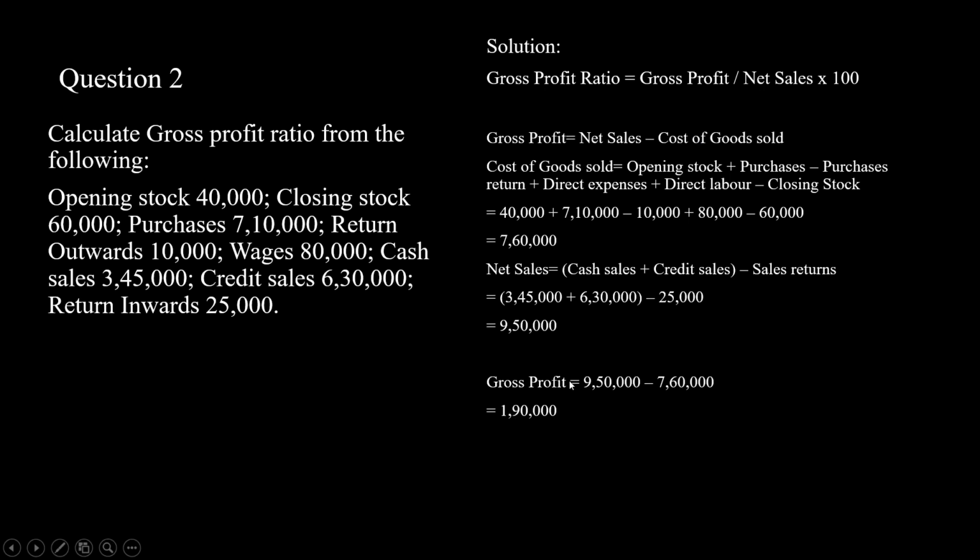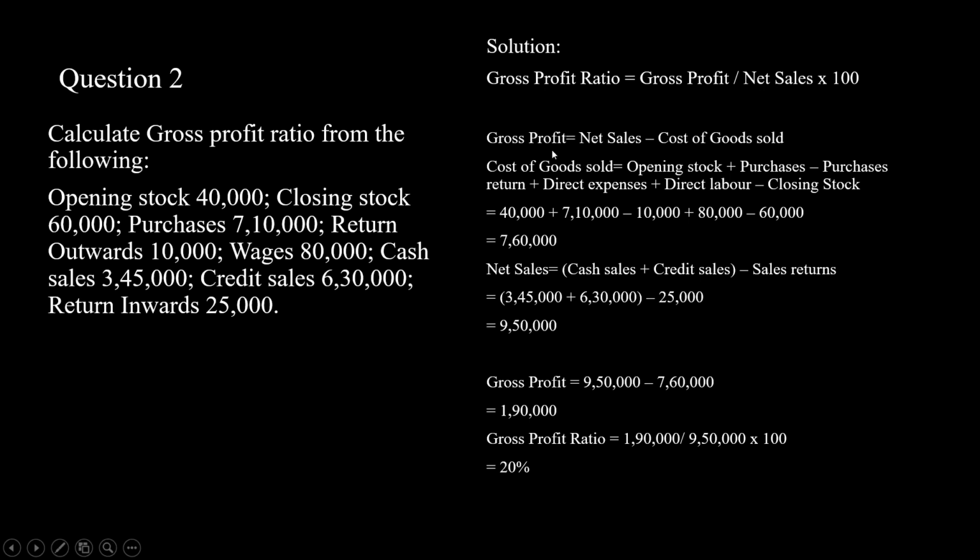But we are required to calculate the gross profit ratio, not only the gross profit, right? So what is the formula of gross profit ratio? It is gross profit divided by net sales into 100. So gross profit we got is 1,90,000, divided by net sales. Net sales we have already calculated, that is 9,50,000. So put it in the formula into 100. When you do it, we get the value as 20%.